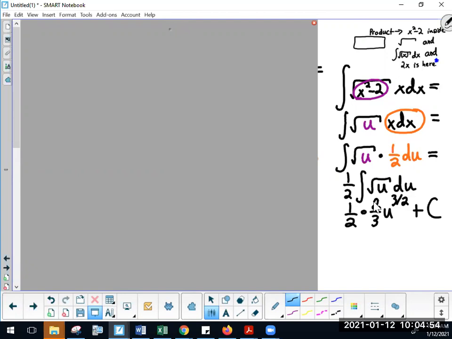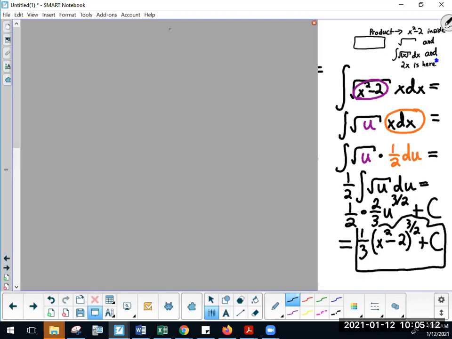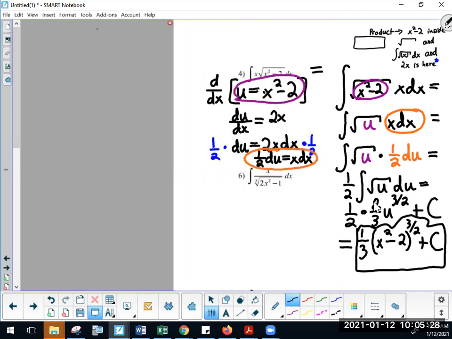All right, so we've got this, which is equal to 1/3 times x squared minus 2 to the 3/2 power plus c. Look at that. We've done it. How do we know we've done it? Well, you don't have to take my word for it. You could check this and confirm that this derivative right here gives you the thing we started with, but I'm not going to write it out.